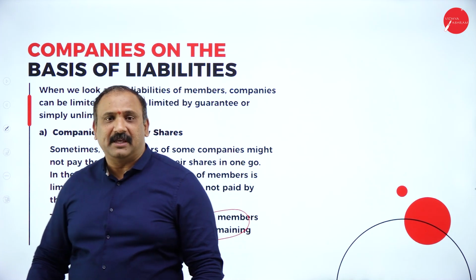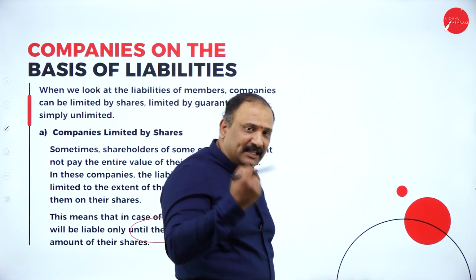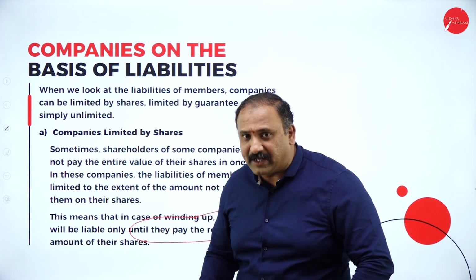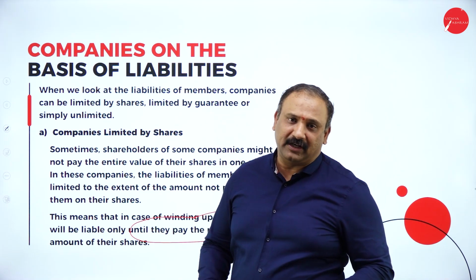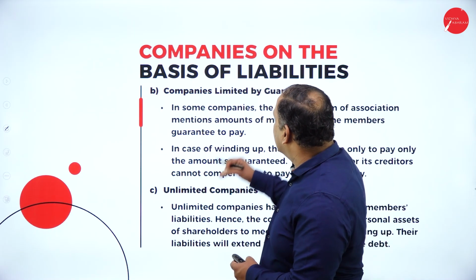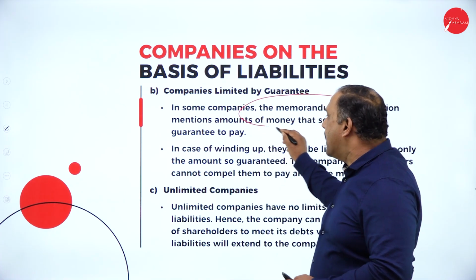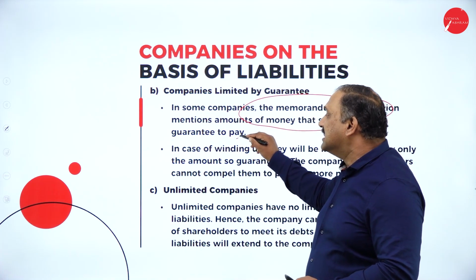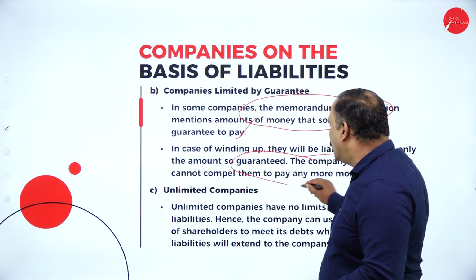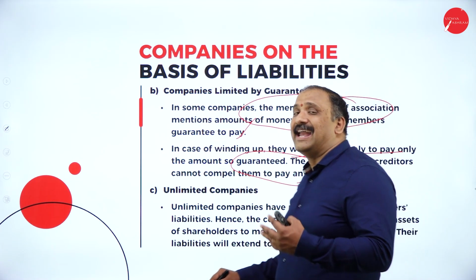So this shares is something where I owe the public. So when I am borrowing money from the public in the form of shares, I equally become responsible because I have taken money from them and given the shares of the company. So I am liable to pay them back. Now, the other thing is the limited by guarantee. In certain companies, a memorandum of association mentions the amount of money that some members guarantee to pay. So in case of winding up, they will be liable to pay only the amount so guaranteed, and the company or its creditors cannot compel them to pay any more money.